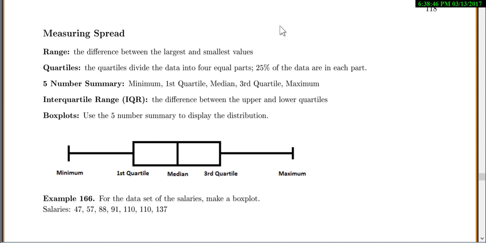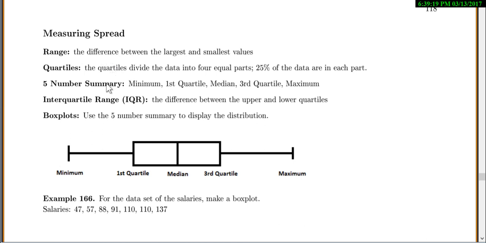So we talked about measuring center, now we want to measure spread. There's different ways you can do this. The first is range. You probably did this back in elementary school, middle school, at some point, which is just the difference between your largest and smallest values. Or we talked about your median, which is like half your data is below, half is above, so it kind of cuts it in half. You can do quartiles, which is you divide your data into 4 equal parts. Instead of 2 parts, you divide it into 4 parts. So 25% are in each part.